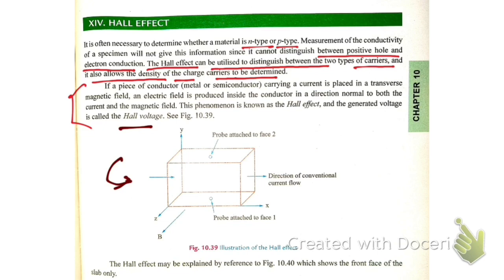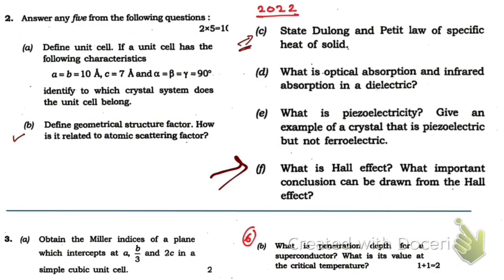Okay, so what's next? There is another 2 marks question, which is question number 3A. Obtain the Miller indices of the plane with intercepts at this, and this. So what are the intercepts here? A, B by 3 and 2C, in a simple cubic lattice. So here we have 1, then 1 by 3 times B and 2 times C.